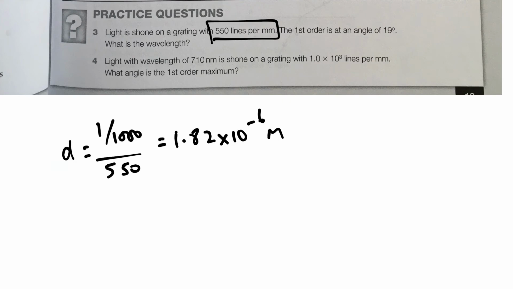Probably worthwhile writing down the equation at this point. d sine theta equals n lambda. We now have a value for d. We know that the angle is 19, and the first order, so that's n equals 1. So we can rearrange for the wavelength.